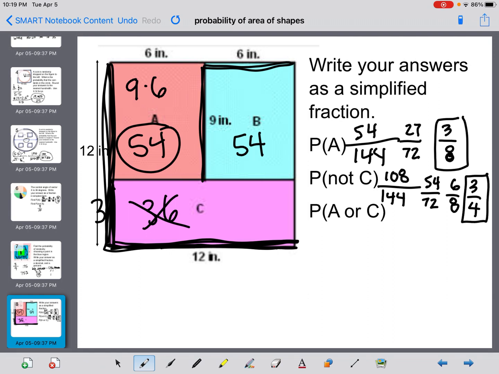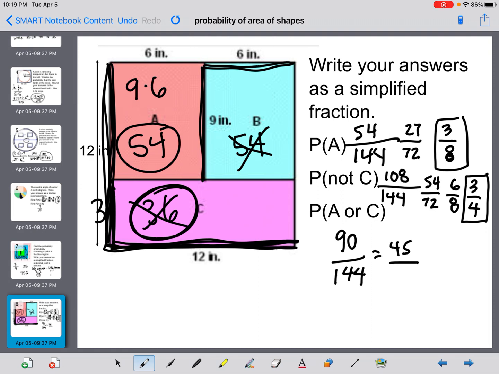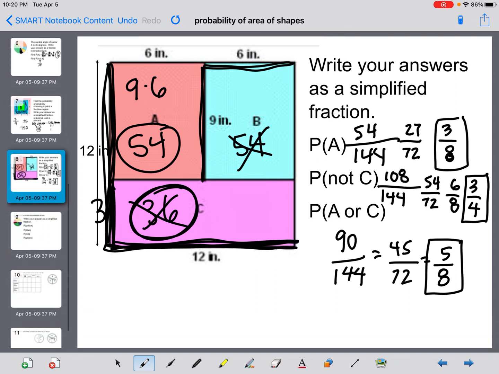Last one. Not A or C. Oh, sorry. Yes, A and C. Not B. 36 and 54 would make 90. Cut it in half. Divide by 9. Here's some good fraction simplifying that we're doing.